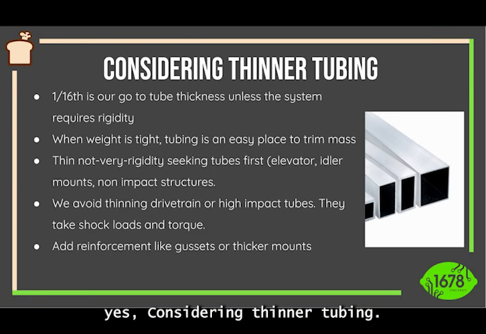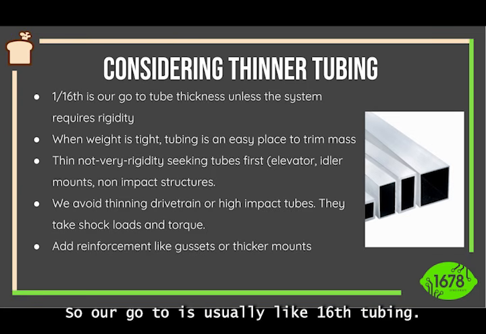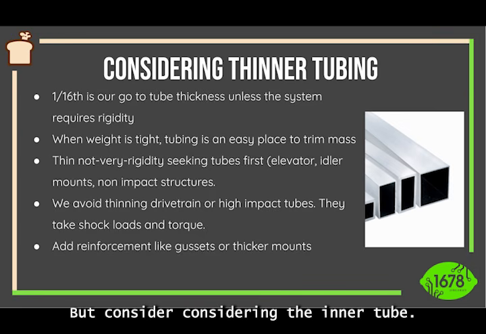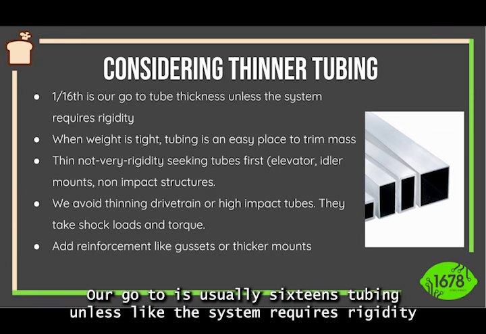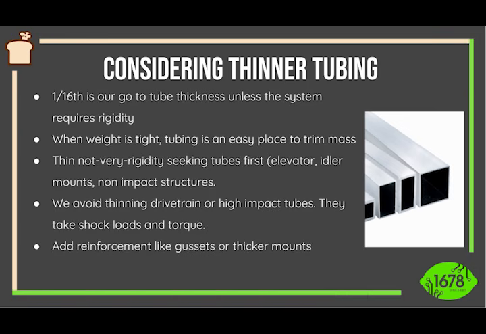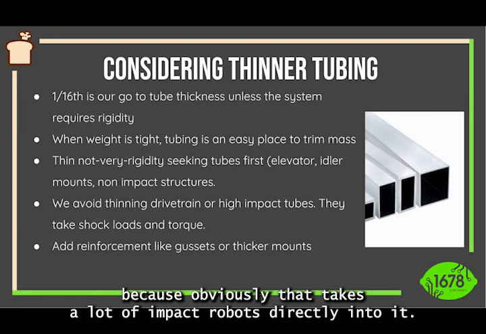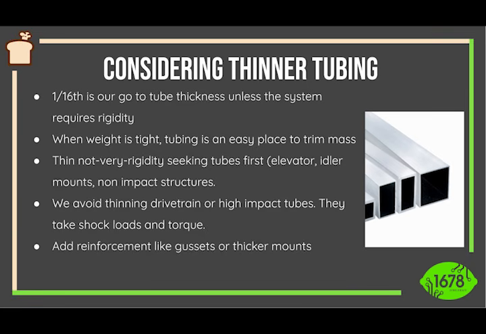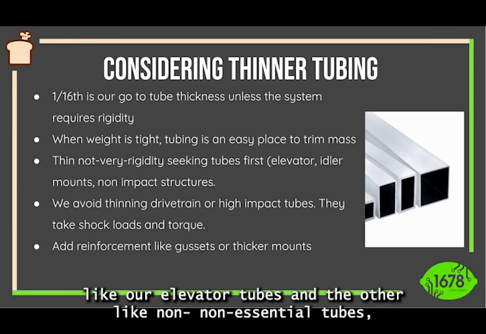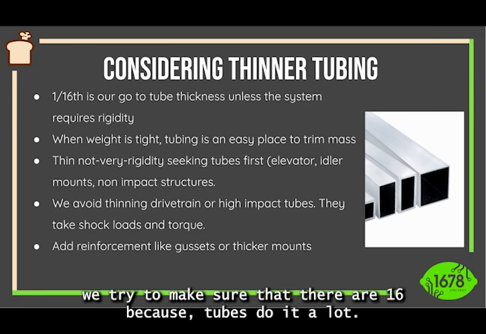Consider thinner tubing. Our go-to is usually 1/16 tubing, unless the system requires rigidity. And by system, I usually just mean drive-based and drivetrain tubes, because obviously that takes a lot of impact. Robots directly ram into it. So we like keeping those tubes 1/8, but everywhere else, like our elevator tubes and any other non-essential tubes, we try to make sure that they're 1/16, because tubes do weigh a lot.